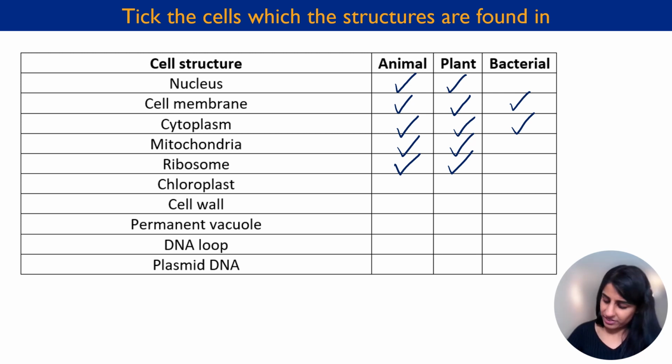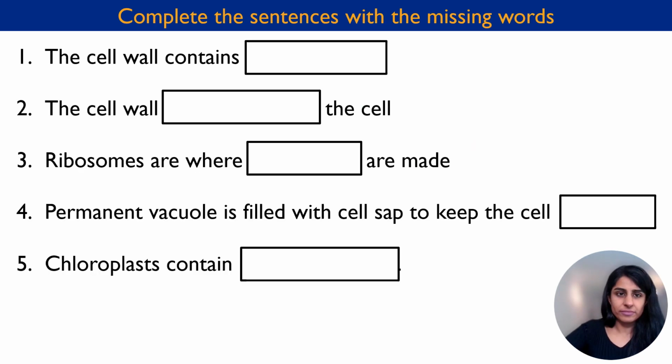Chloroplast is where photosynthesis happens, that's just found in a plant cell. Cell wall, found in plant and bacterial cells, but in a plant cell it's made of cellulose. Permanent vacuole in a plant cell. And DNA loop and plasmid DNA are found in bacterial cells only. Now, can you complete the sentences with the missing words? Pause the video to give it a go and press play when you're ready to go through the answers.